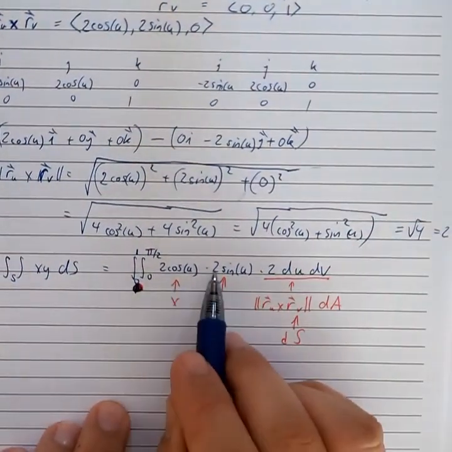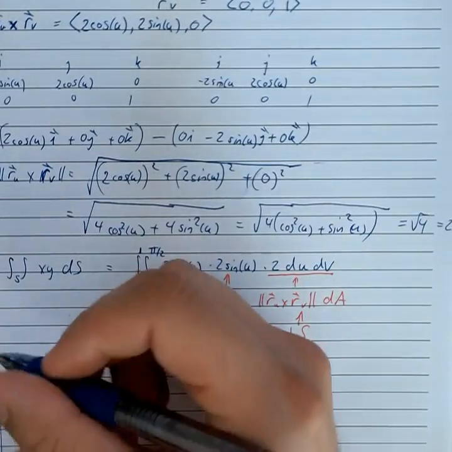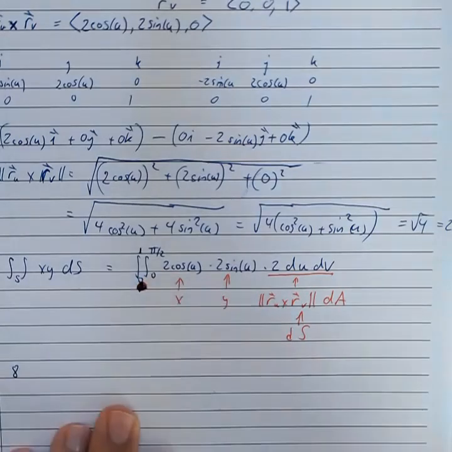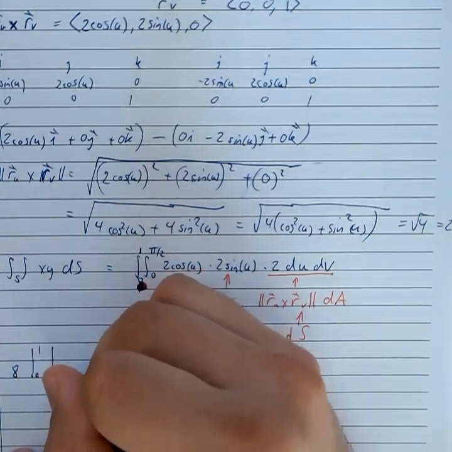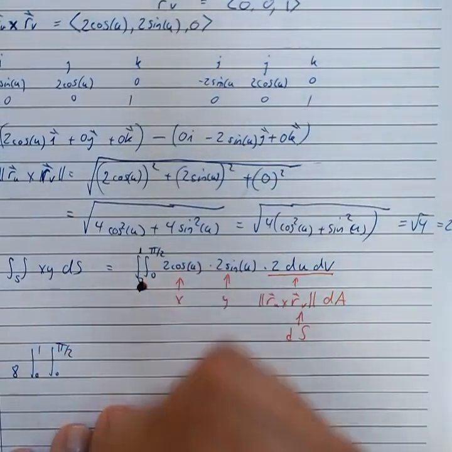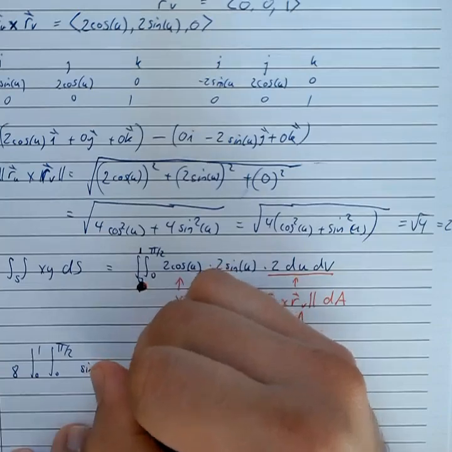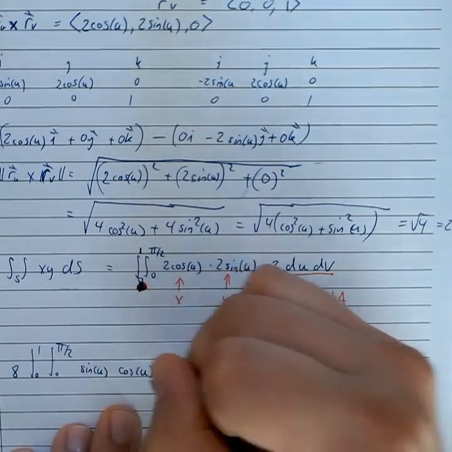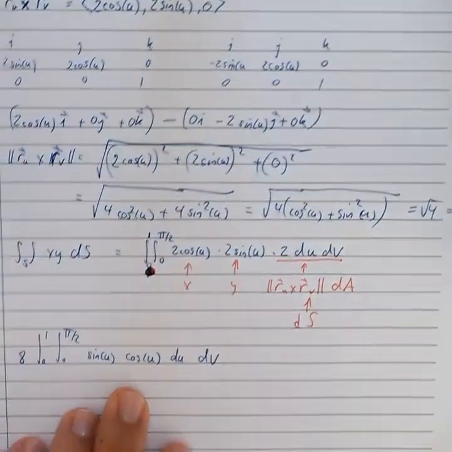We can clean that up a bit. 2 times 2 is 4 times 2 is 8. So we can even write that as 8 times the integral from 0 to 1 of the integral from 0 to pi over 2 of sine of u cosine of u du dv. Just like that.